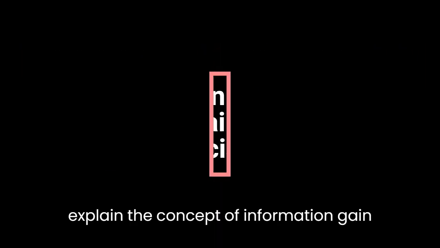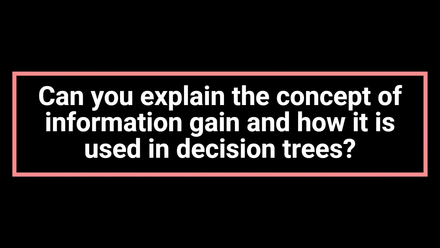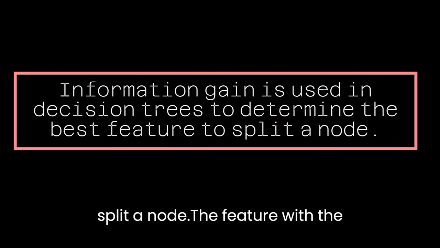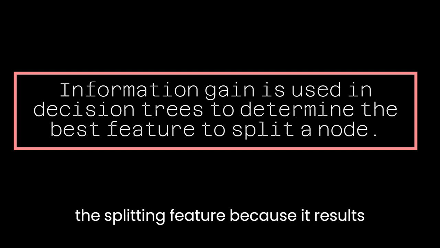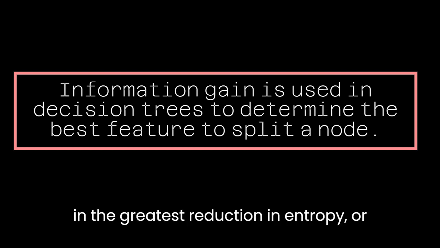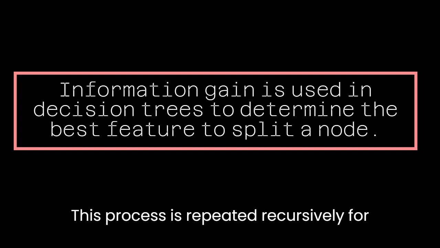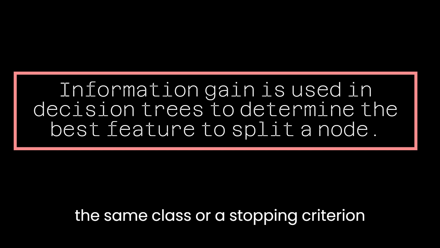Can you explain the concept of information gain and how it is used in decision trees? Information gain is used in decision trees to determine the best feature to split a node. The feature with the highest information gain is selected as the splitting feature, because it results in the greatest reduction in entropy or increase in homogeneity of the subsets. This process is repeated recursively for each subset until all examples belong to the same class, or a stopping criterion is reached.